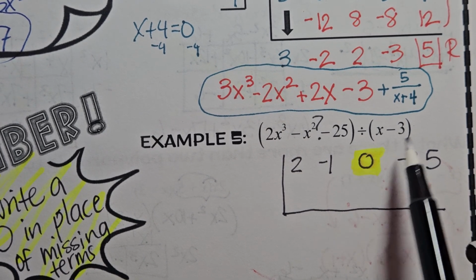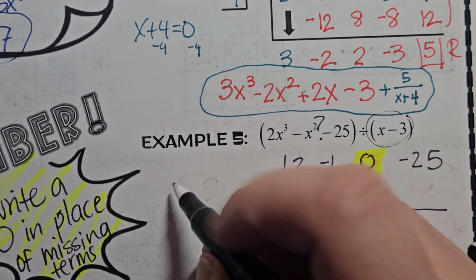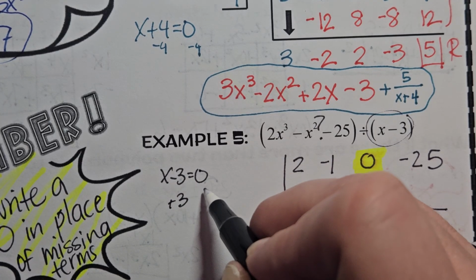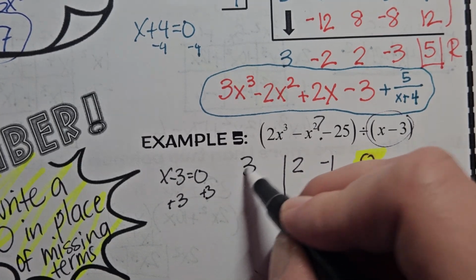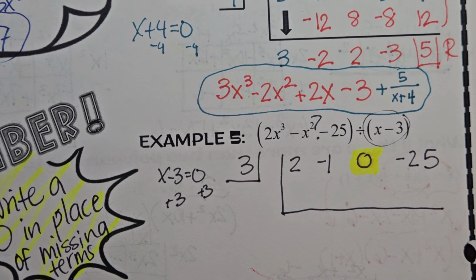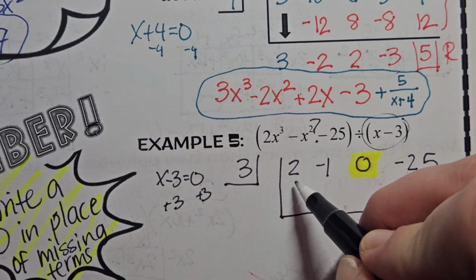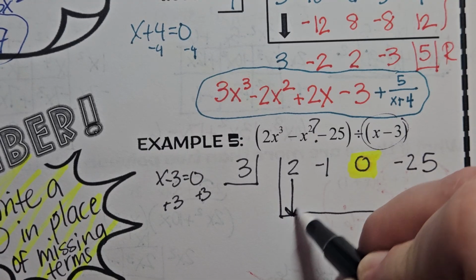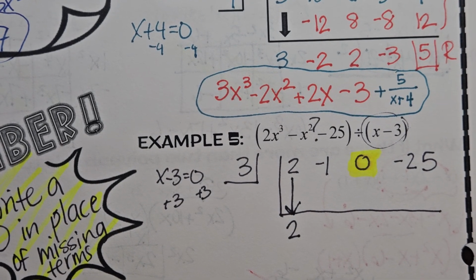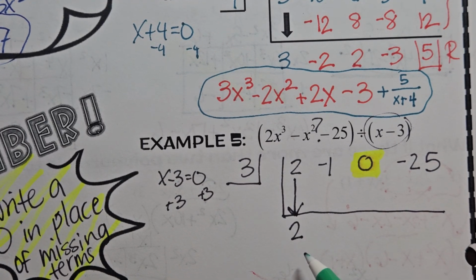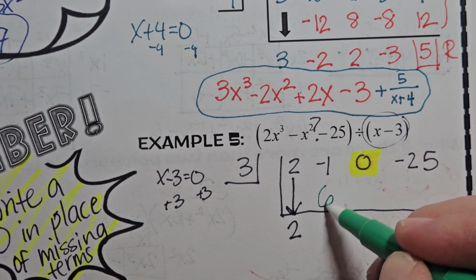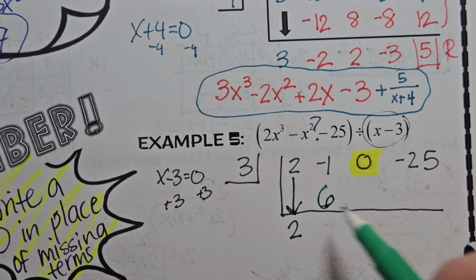So there are the coefficients. Remember, we're going to take our root. X minus 3 equals 0, so we would add 3. The root we're going to divide by is 3. Put that up here. And then remember, the other important part of this process is the leading coefficient has to come down to the bottom to get us started. Once we bring down our 2, we're ready to multiply. So 3 times 2 is 6. Bring it over, write it here above the line.